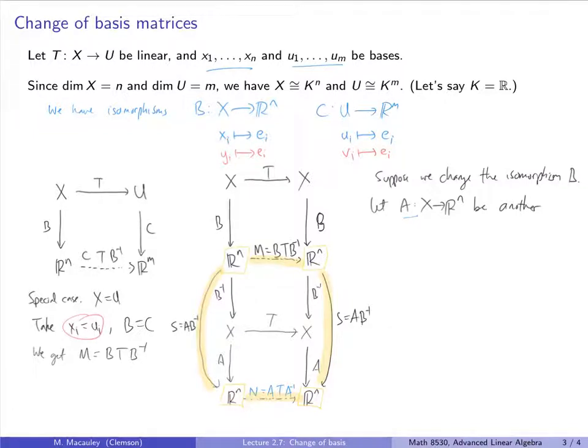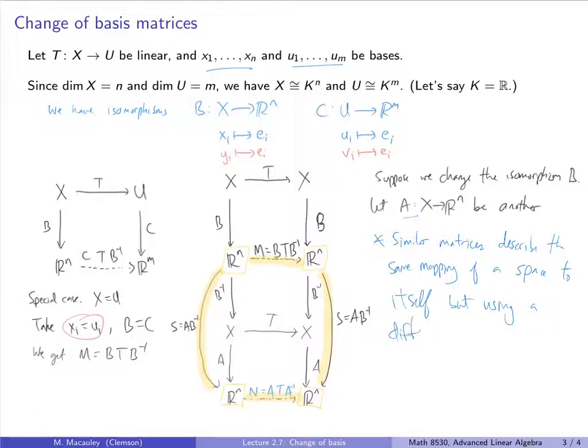So let me write that right down. So similar matrices describe the same mapping of a space to itself, but using a different basis. Now, these are obviously different mappings of X to itself.